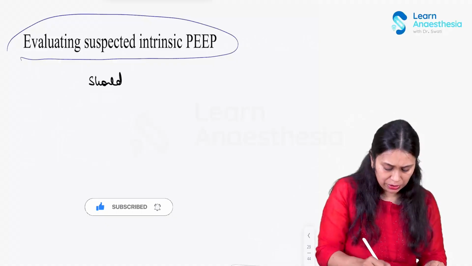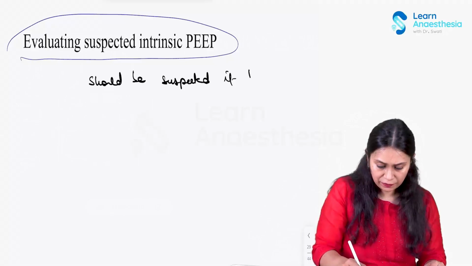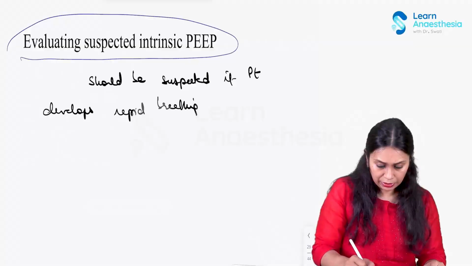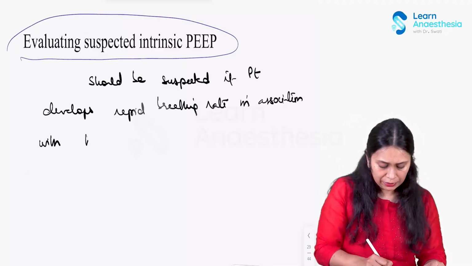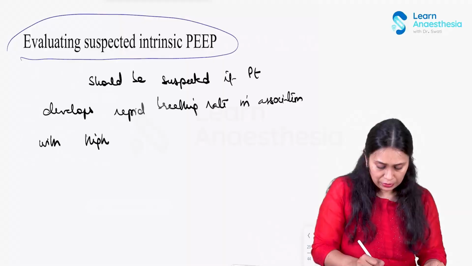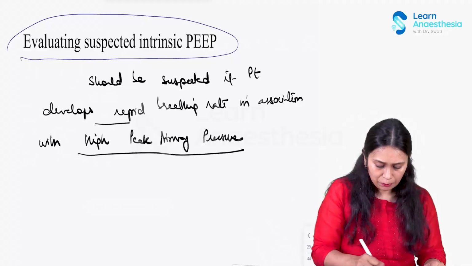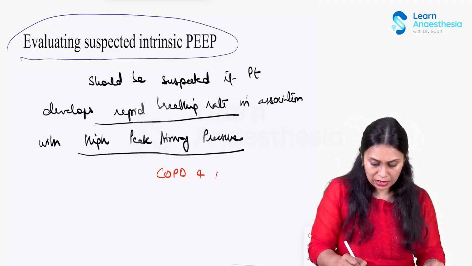It should be suspected if the patient develops a rapid breathing rate in association with high peak airway pressure, especially in the background of the patient being a COPD patient or asthma patient.